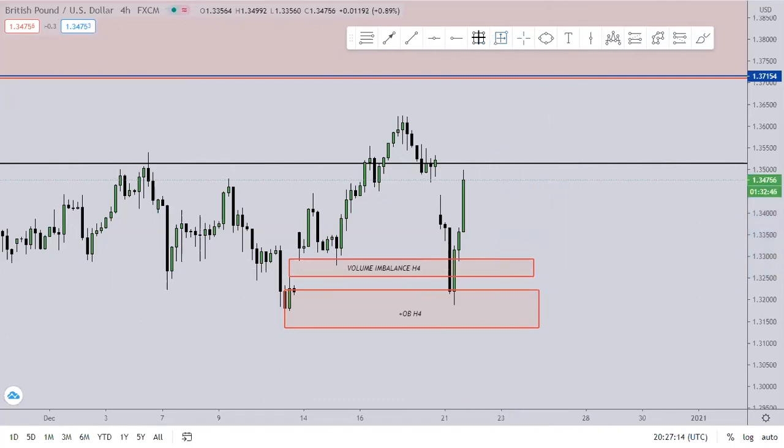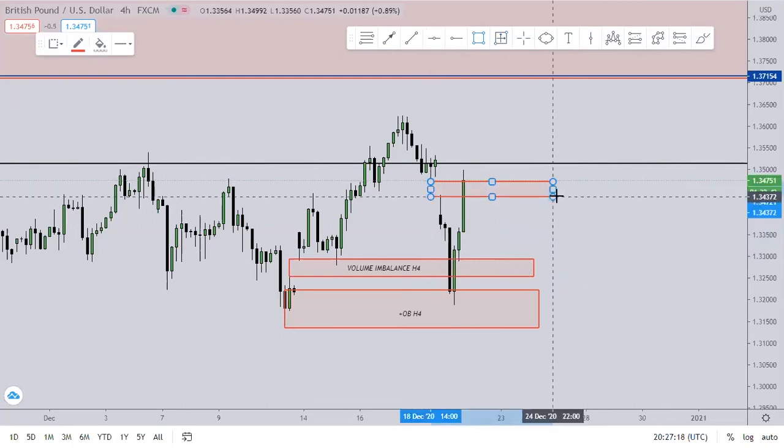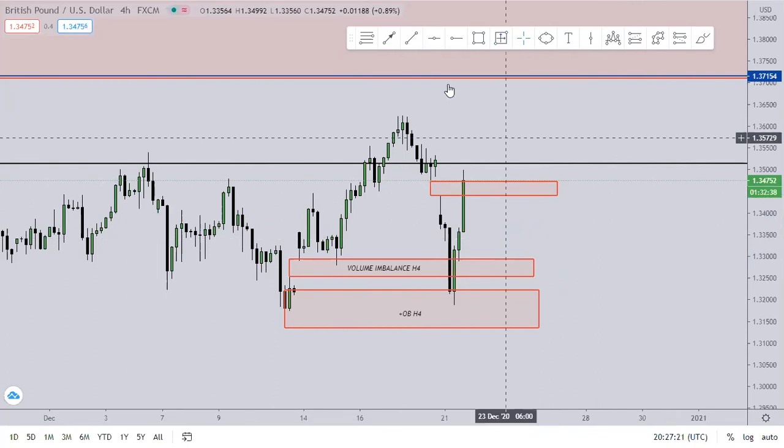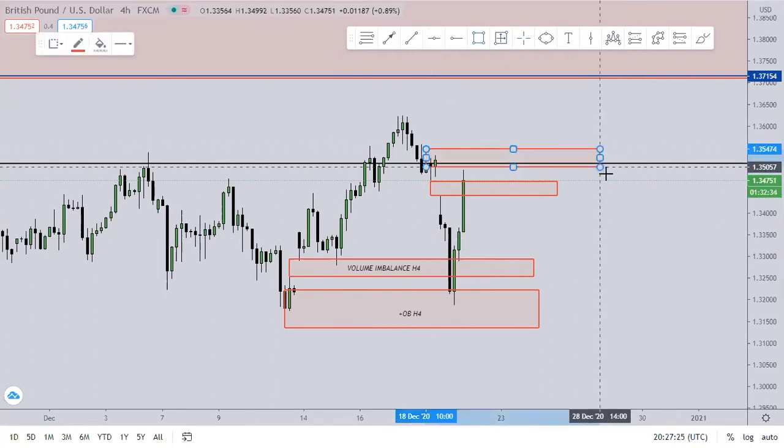Now we have a new volume imbalance here. So we are likely to see sells on this one too. Another volume imbalance. They have filled it. And this is a bearish order block resting right above it. Have they traded into it? They look like they have.